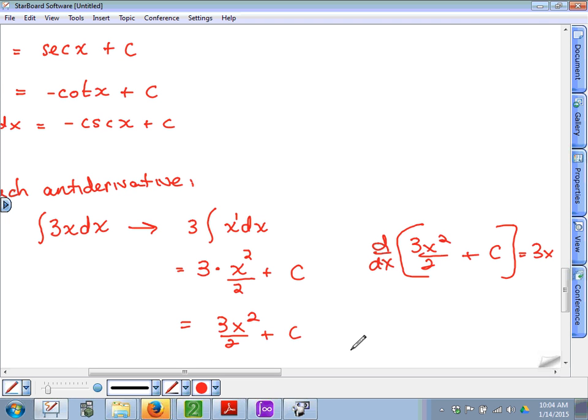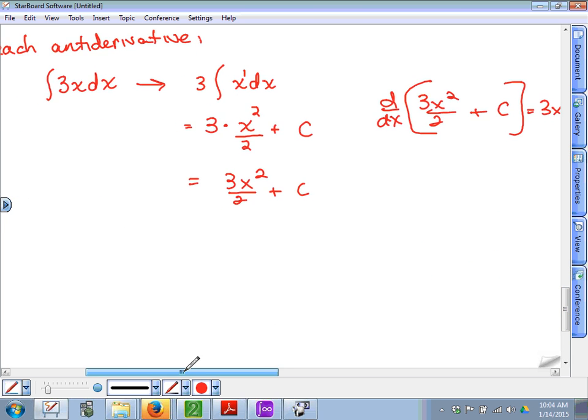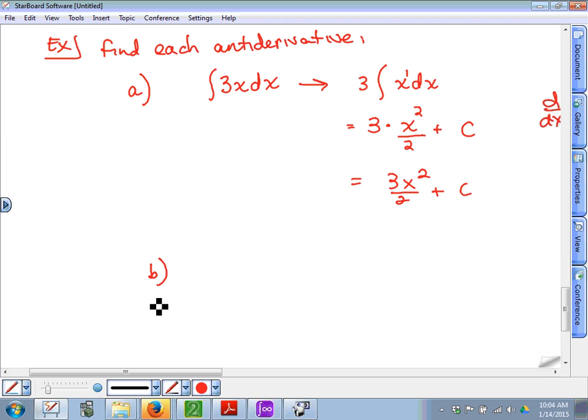Let's do a few more, since we're having so much fun. Part B. Evaluate or find the antiderivative. Alright, we're kind of jumping the level of difficulty here quite a bit.